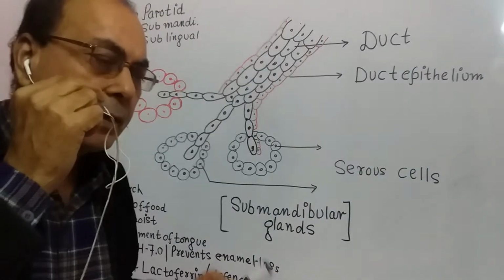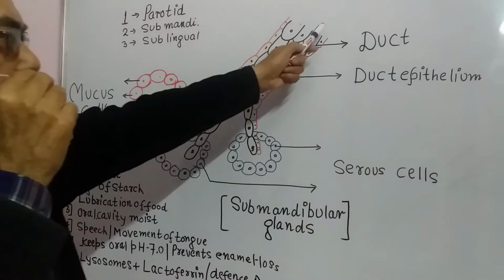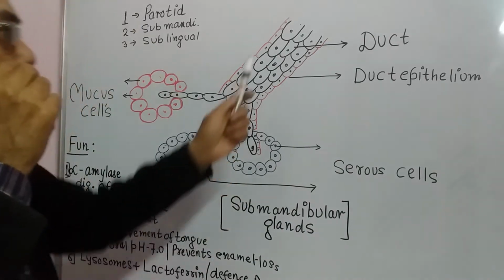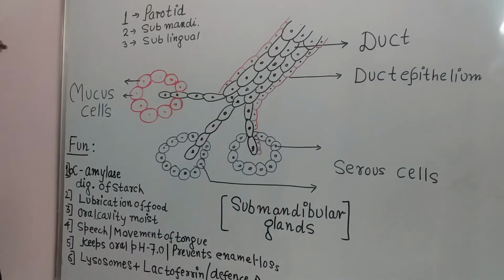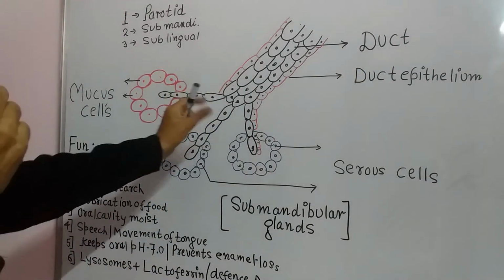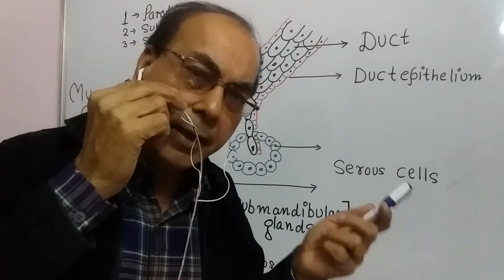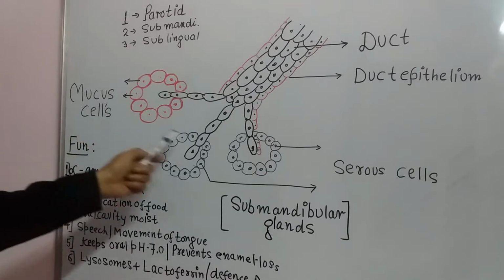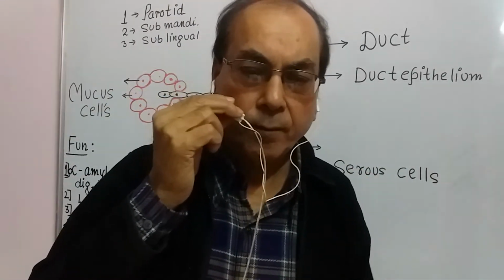Now, these salivary glands have a typical structure. The salivary gland contains the duct, as we have shown in the diagram. The duct is surrounded by the duct epithelium. The duct branches and rebranches, and at the ending of these branches there are mucous cells and serous cells which secrete their secretions.